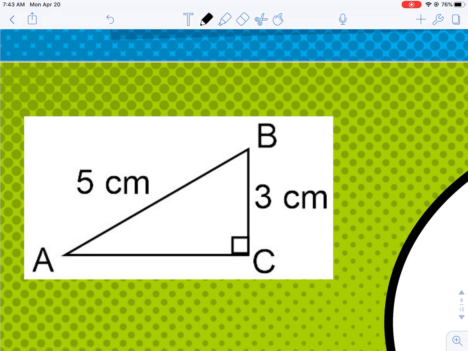All right, we're going to practice this. So the first thing I'm going to ask for is the sine of A. So I'm going to find A, and then I'm going to think about SOHCAHTOA.